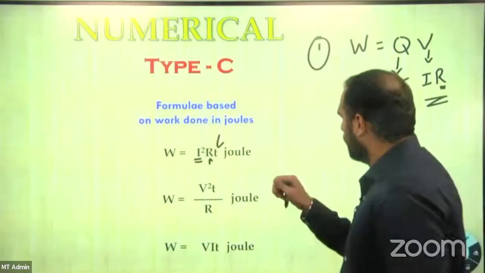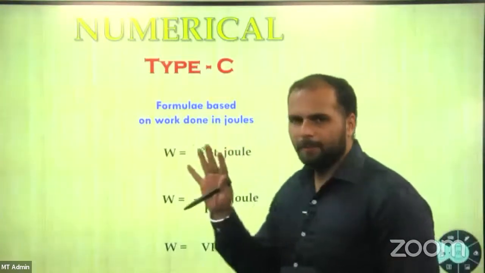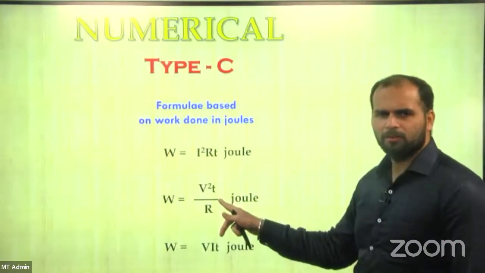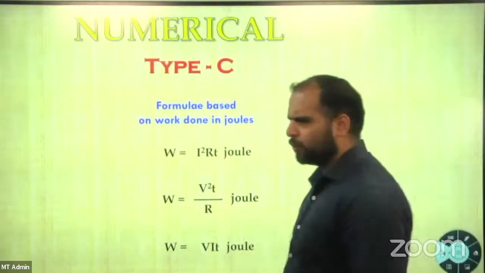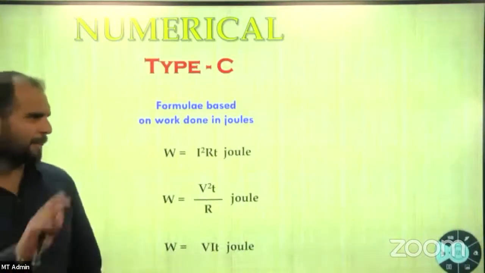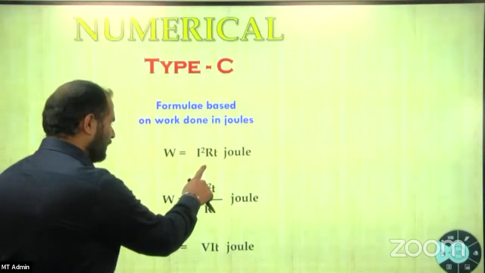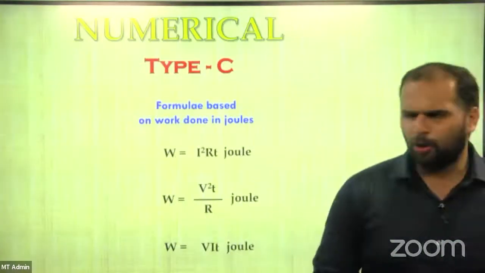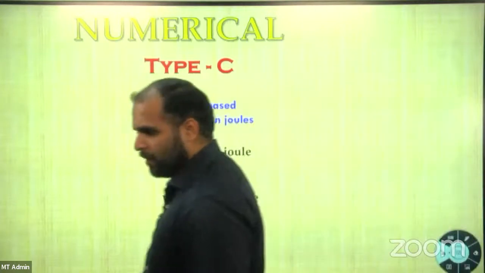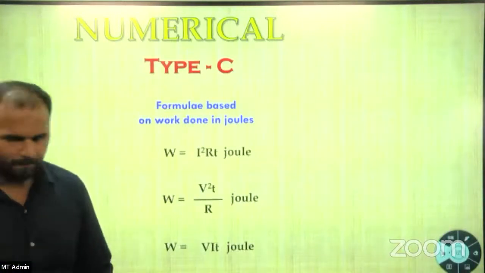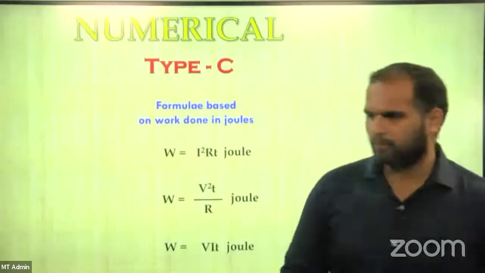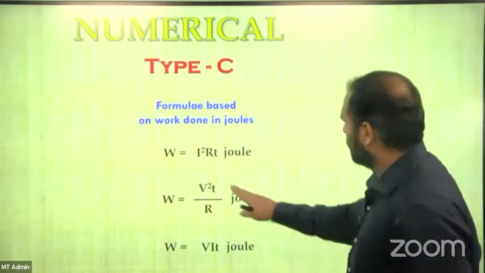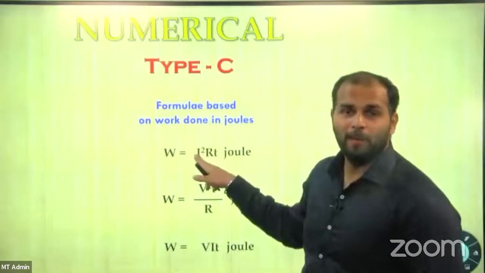Now, I know it's I square RT. First formula is clear. Can anyone tell me how this formula comes into the picture? Why is it V square T by R? What is the substitution I need to do such that I get this formula? Can anyone say in the chat box? Make your mind active. V is equal to IR, Joshua? Yes, Ohm's law. But give me the substitution. Riya is saying, sir, substitute this I as V by R.